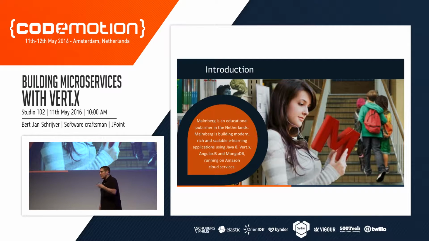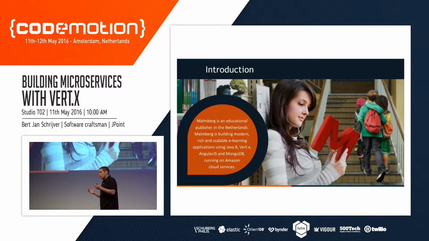So Malmberg is an educational publisher. It's situated in Den Bosch in the south of the Netherlands. An educational publisher traditionally makes books, but Malmberg also makes, we'll call them digital books. We make e-learning applications used by primary education, secondary education, and professional education. These are used by students to perform exercises and to learn new topics, and for teachers to plan assessments and to see the progress that students make.